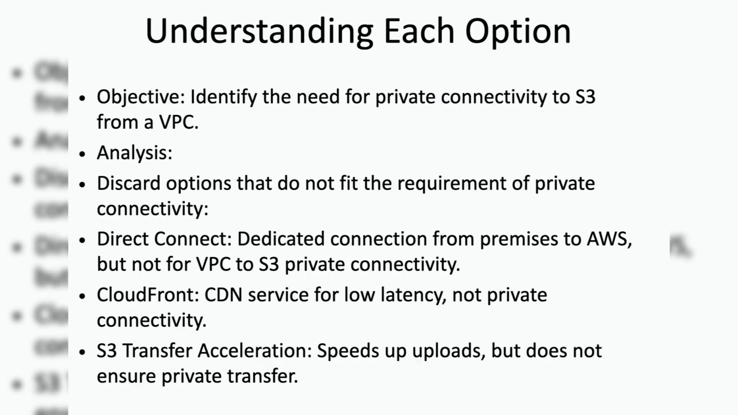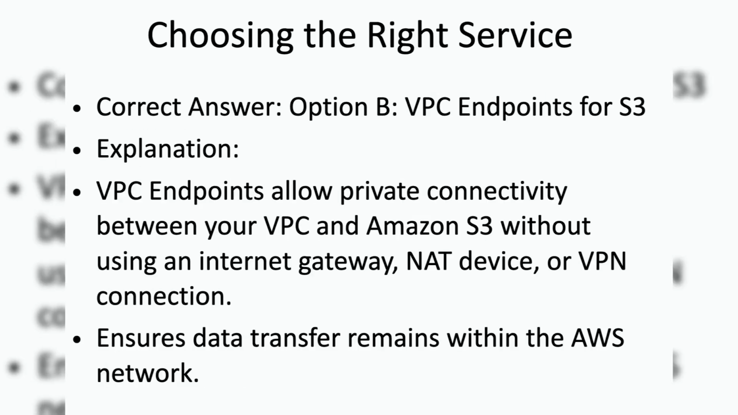To solve this question, the first step is to understand the purpose of each option and then eliminate one that clearly doesn't fit. Identify the need for private connectivity. The requirement is to access S3 from a VPC while ensuring data does not traverse the public internet, indicating the need for a solution that keeps data transfer private within Amazon Web Service. Discard options like Direct Connect, CloudFront, and Transfer Acceleration, which do not provide the required private connectivity for VPC to S3 communications. Match the service to the requirement. Amazon VPC endpoints for S3 is specifically designed to provide this private connectivity, making it the correct choice.